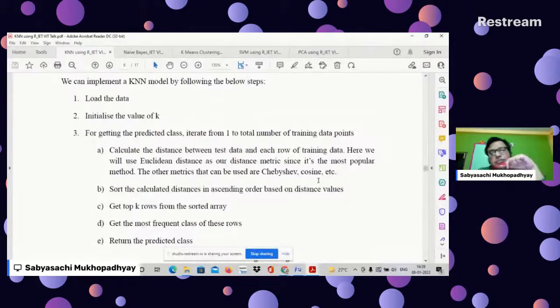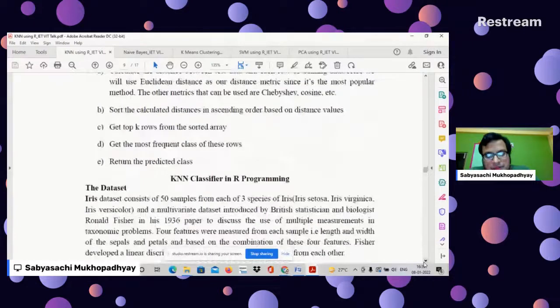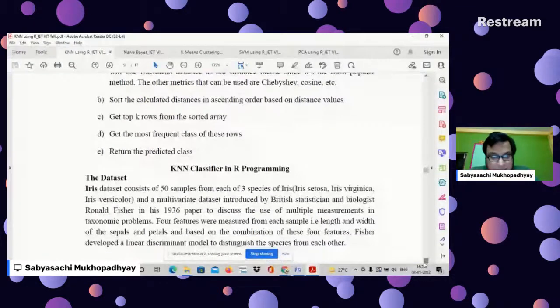Then you sort the calculated distances in ascending order based on their distance values, get the top K rows from the sorted array, take the most frequent class of those rows, and finally return the predicted class. Now we have covered the basic theory and the numerical problem to solve the KNN algorithm. Now we will explore the KNN classifier in R programming.